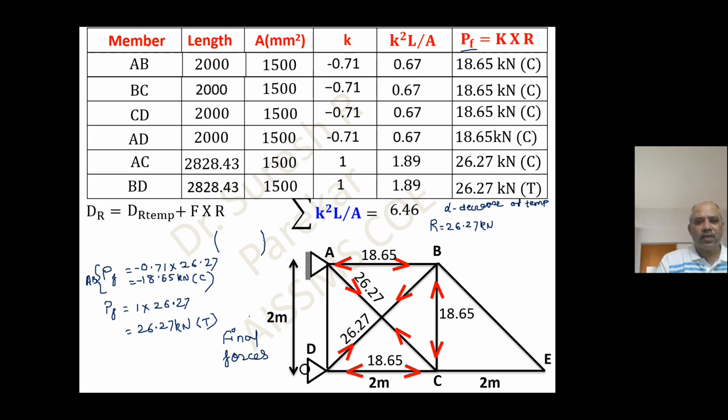Likewise, for change in length, we have this as delta R temperature, and for lack of fit we have the lack of fit term. If the length is greater, the value is plus; if the length is smaller, the value is minus. If temperature falls, minus L alpha T; if temperature increases, plus L alpha T. So likewise, we have these problems.